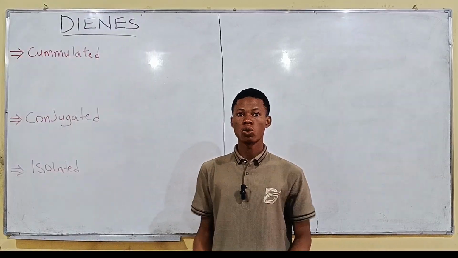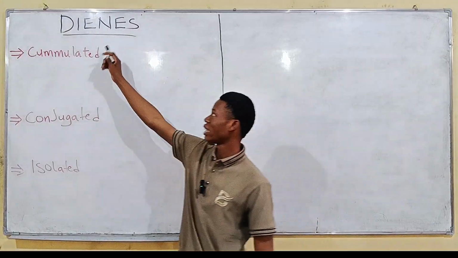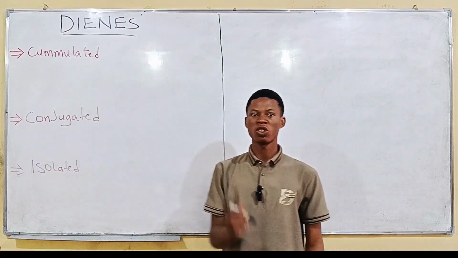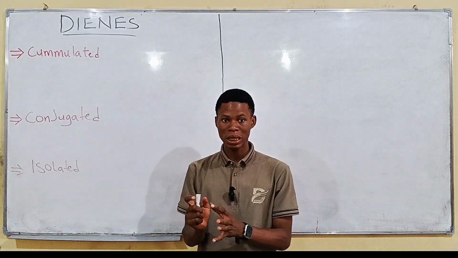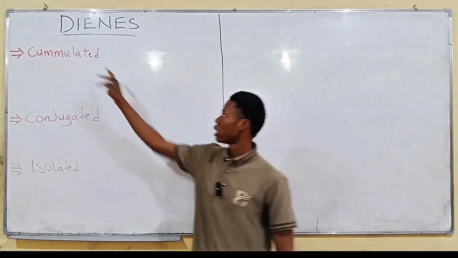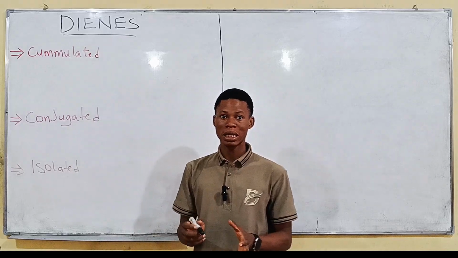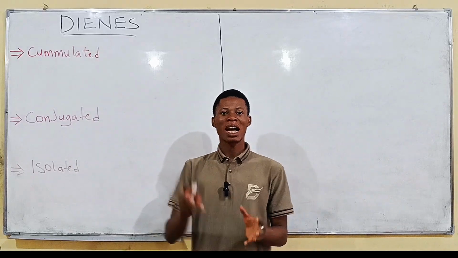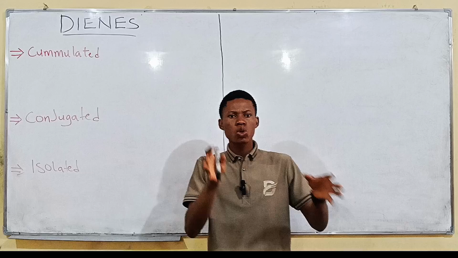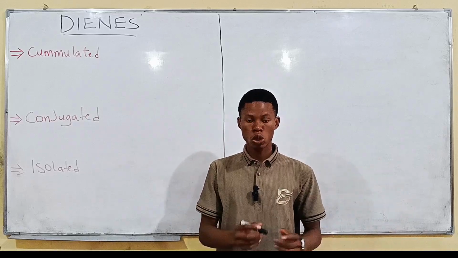Alright, today we're going to be looking at dienes. In our previous video, we looked at alkenes. Now let's look at dienes. Di means two. In is talking about alkenes. Now dienes are hydrocarbons with two double bonds.